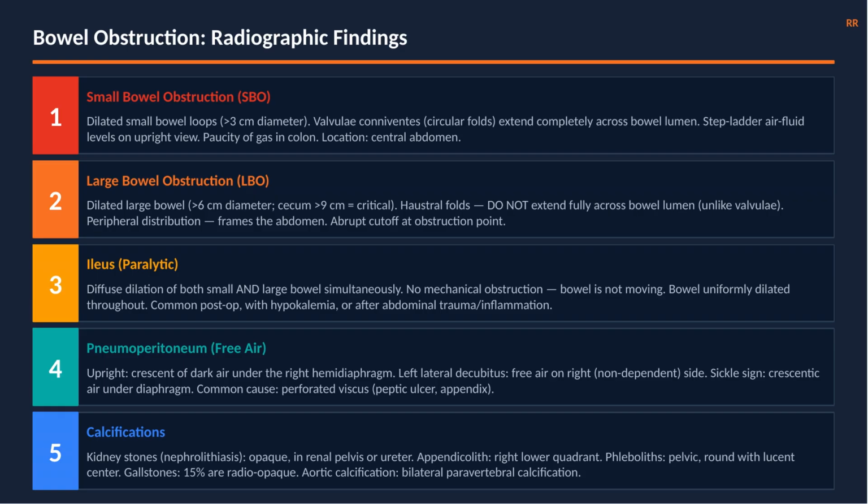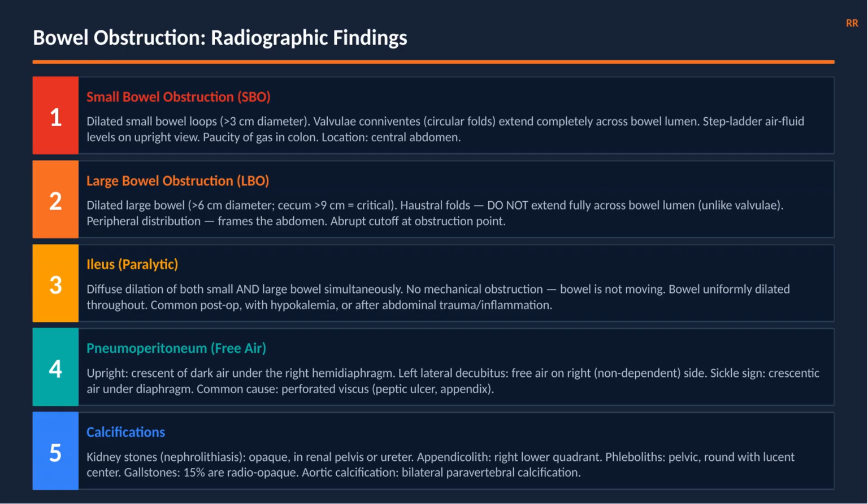Paralytic ileus. Diffuse dilation of both small and large bowels simultaneously. No mechanical obstruction. The bowel simply has stopped moving. Common after surgery, with hypokalemia or after abdominal trauma. The entire gut is uniformly distended.